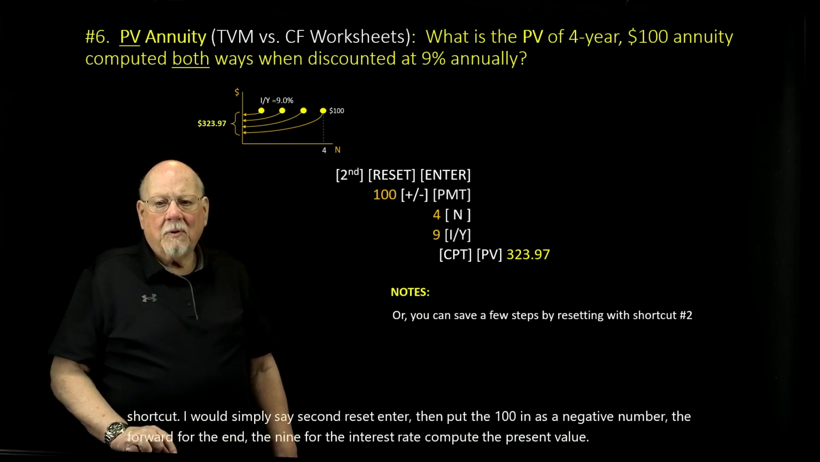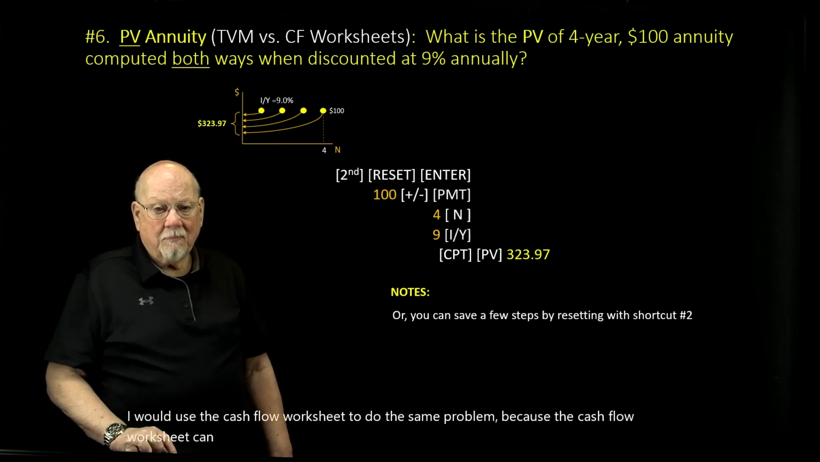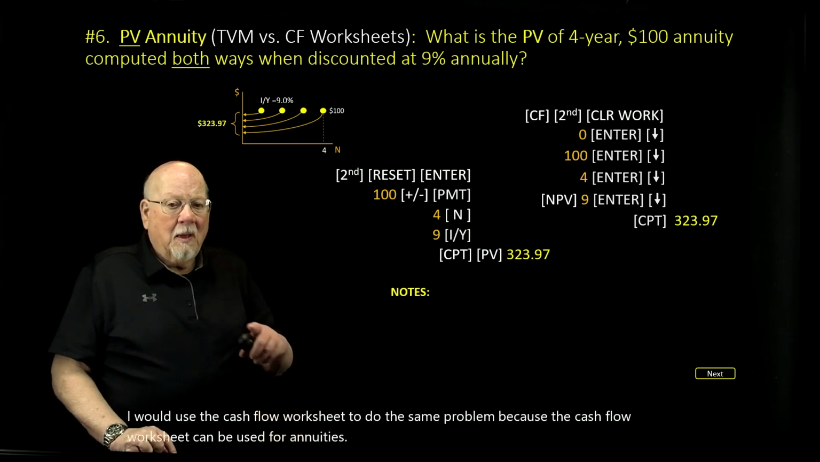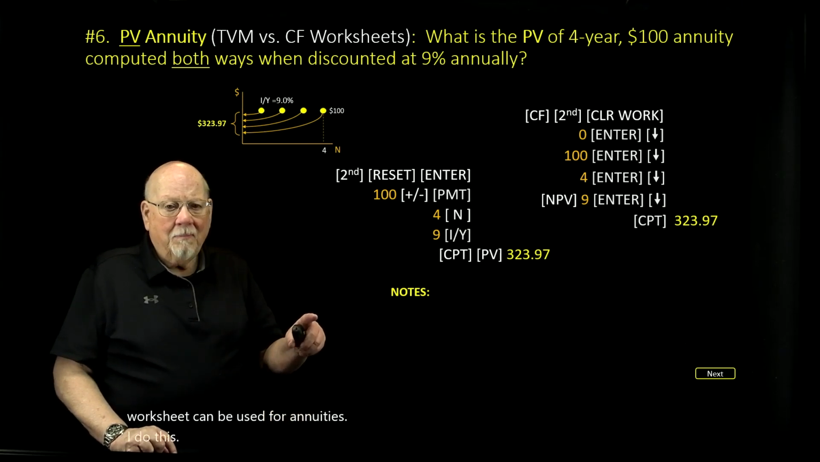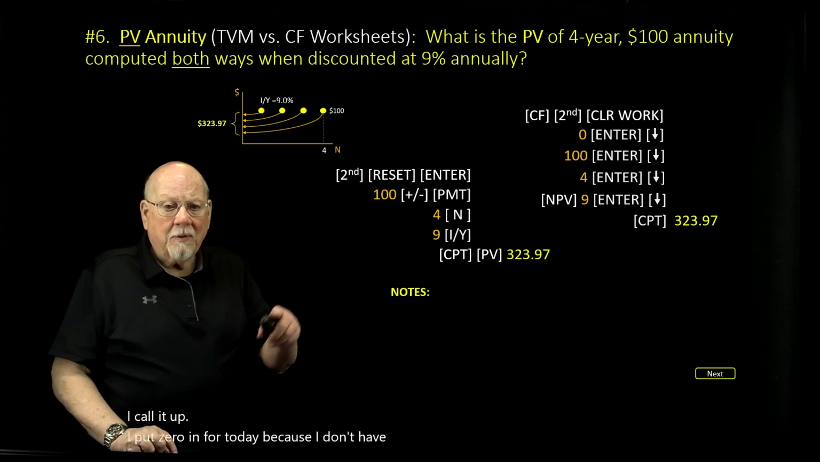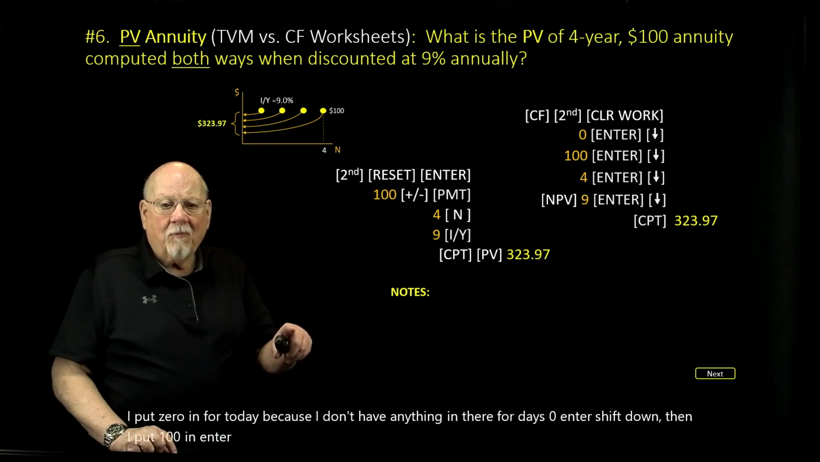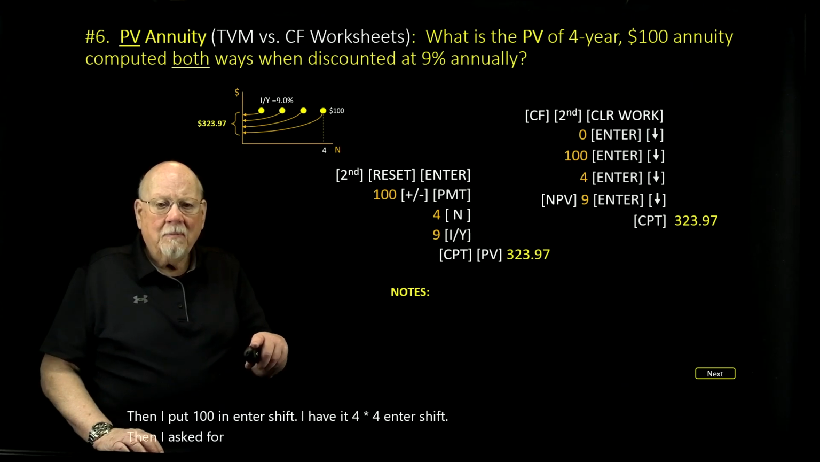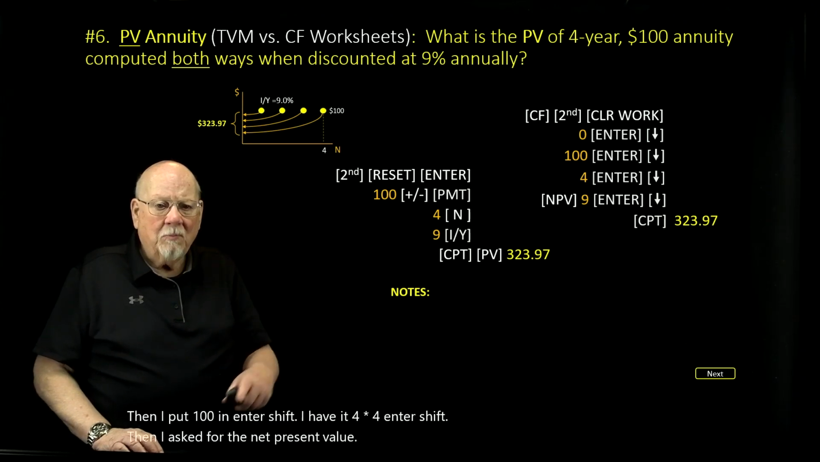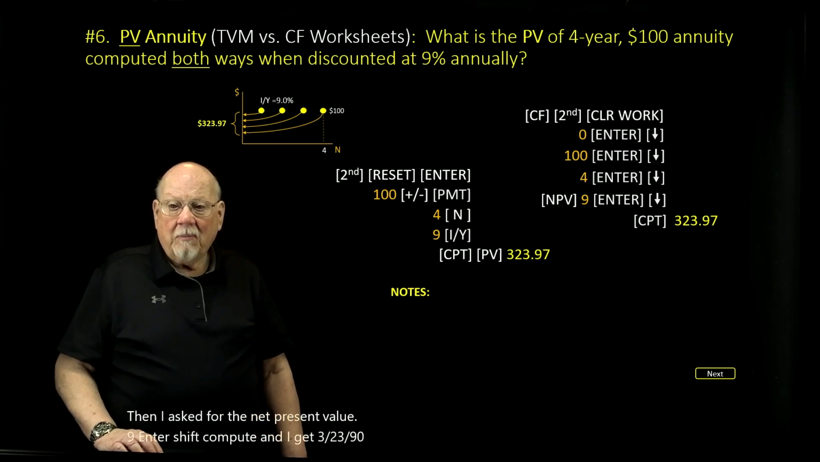If I were to use the cash flow worksheet to do the same problem, because the cash flow worksheet can be used for annuities, I call it up and clear it. I put 0 in for today because I don't have anything there. 0, enter, shift down. Then I put 100 in, enter, shift. I have it 4 times. 4, enter, shift. Then I ask for the net present value. 9, enter, shift, compute, and I get 323.97. Exact same answer as we would get with the TVM worksheet.